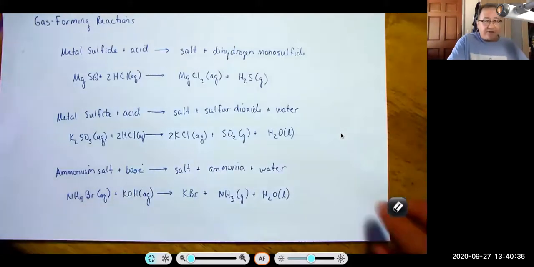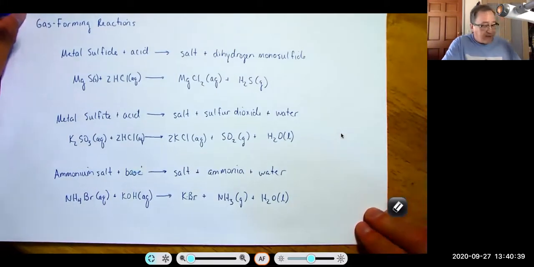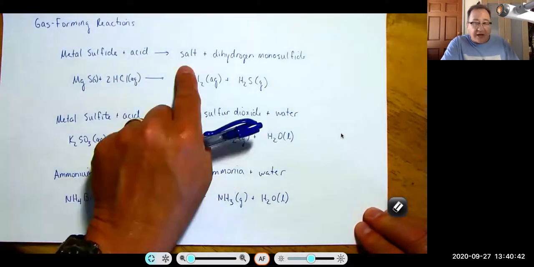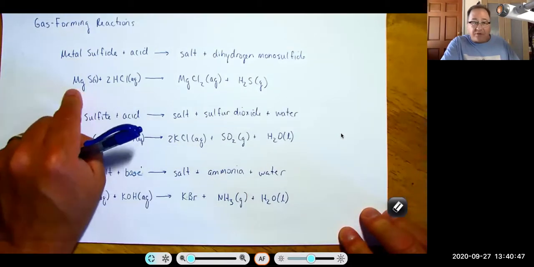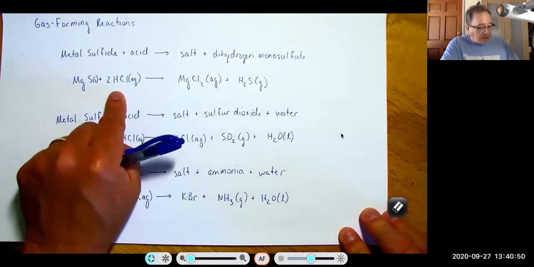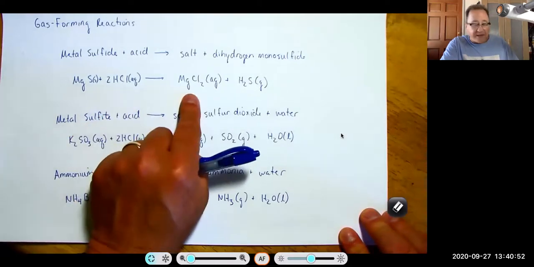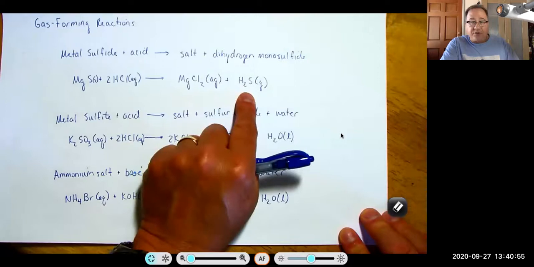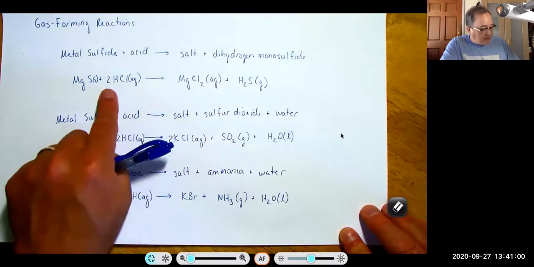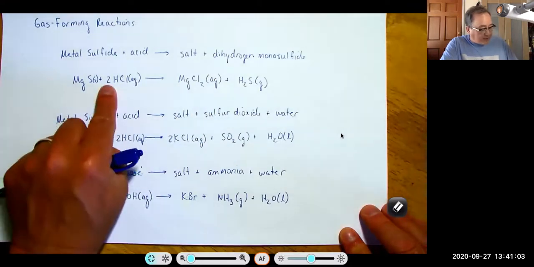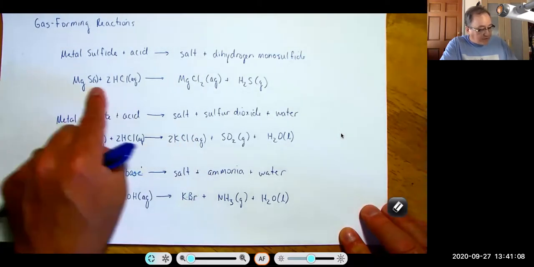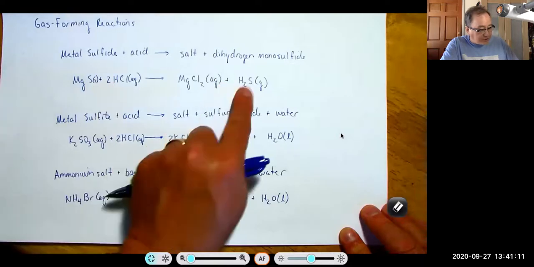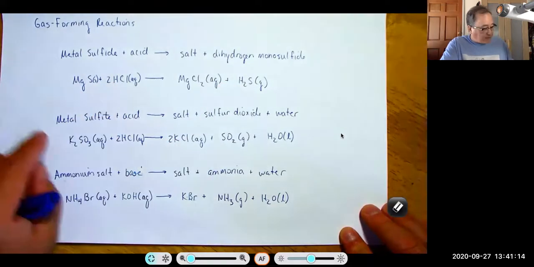The other 3 reactions are a metal sulfide plus acid to make salt and dihydrogen monosulfide. So here's a metal sulfide, magnesium sulfide, reacting with acid, hydrochloric acid. The salt that this makes is magnesium chloride plus dihydrogen sulfide. And you can see how this gets balanced, right? If we're going to not see that 2 there, you have to say, well, 1 magnesium, that's good. 1 sulfur, that's good. 1 hydrogen, 2 hydrogens, so you put a 2 there. And so forth and so on.